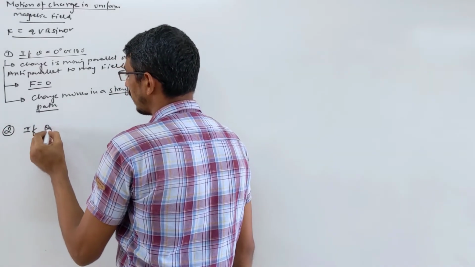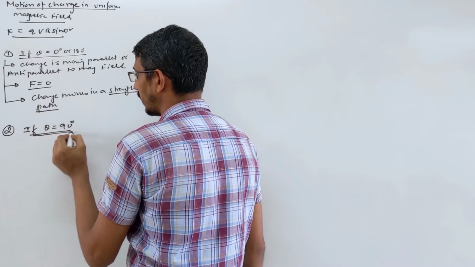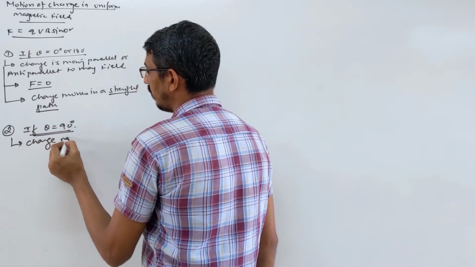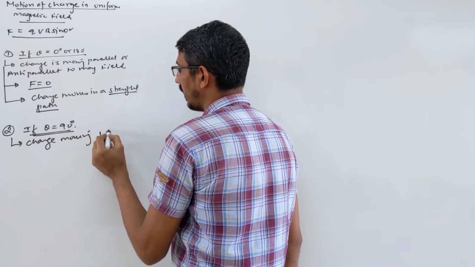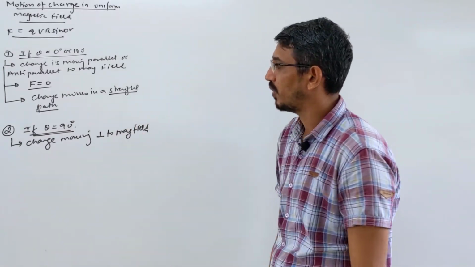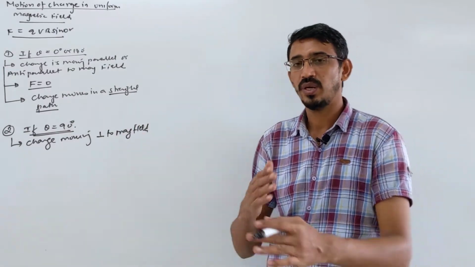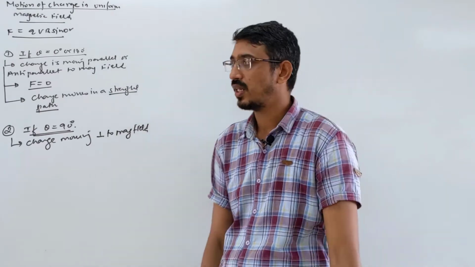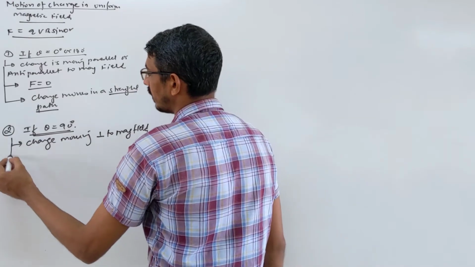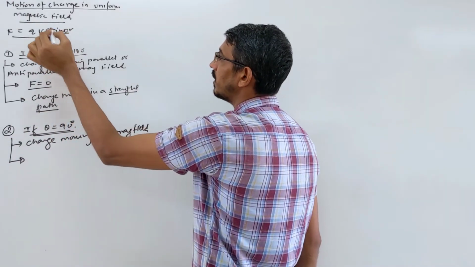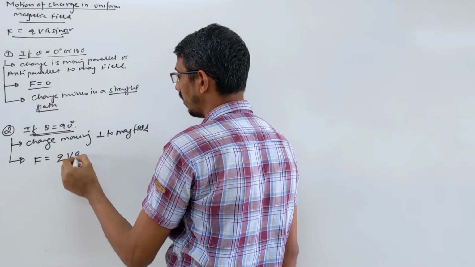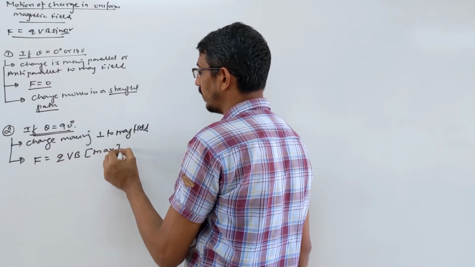Let's move to the second case: if theta is equal to 90 degrees. This is the most important. It means the charge is moving perpendicular to the magnetic field. We call it a transverse magnetic field also. Look at this formula: sin 90 means your force becomes maximum. The force experienced by the charged particle is QVB, which is the maximum force.